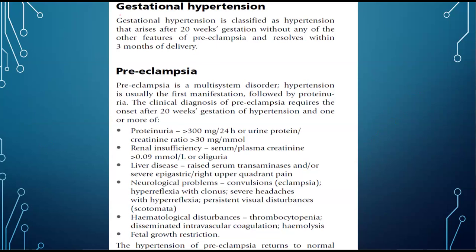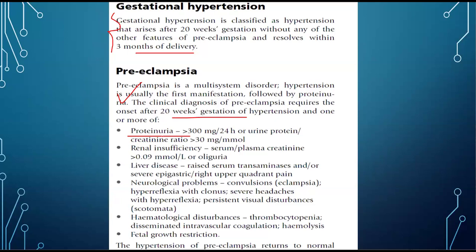Okay, so we discussed gestational hypertension, and gestational hypertension will get better within 3 months after delivery. Preeclampsia, now you know the definition. There is a specific criterion for what is proteinuria. Proteinuria means the patient loses more than 300 milligrams of protein in 24 hours.